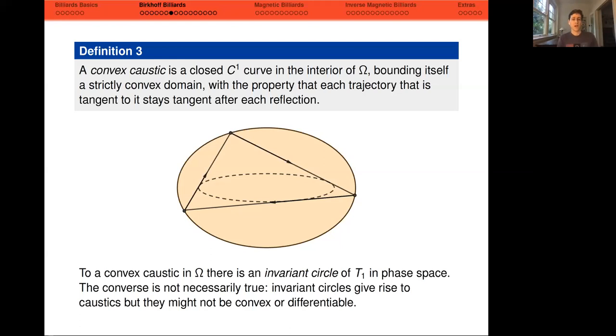The other idea dealing with caustics is that there's always going to be an invariant circle in phase space that corresponds to this caustic. The important note is that the converse of this isn't necessarily true: if we have an invariant circle in phase space, this will give rise to a caustic, but it may not necessarily be convex, and it may not be differentiable. And when it comes to caustics, we certainly have this qualifier here, convex. It is possible to have caustics that are not convex, certainly ones that are not differentiable. We could also have caustics in other settings that have other qualifiers in front of them. So here we're specifically talking about convex ones.